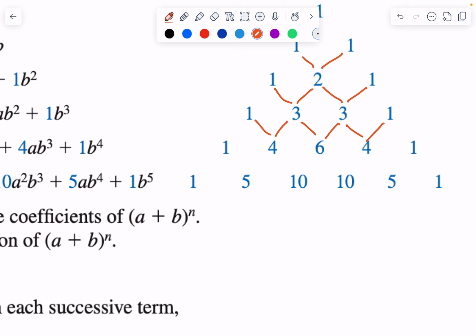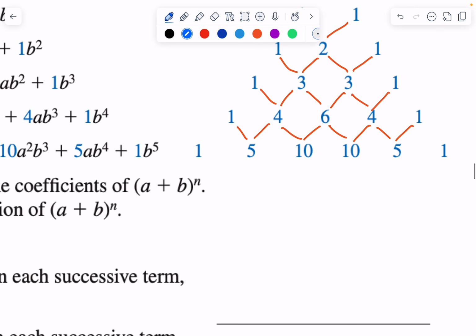Okay, last row. 1 plus 4 gives me 5. 4 plus 6 gives me 10. 6 plus 4, 10 again. 4 plus 1, 5. Okay, let's do another row of the table using this understanding. Okay, so try it yourself. I'm going to do it now, but if you want, pause the video and try it.